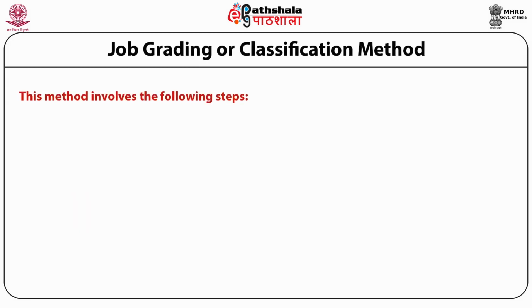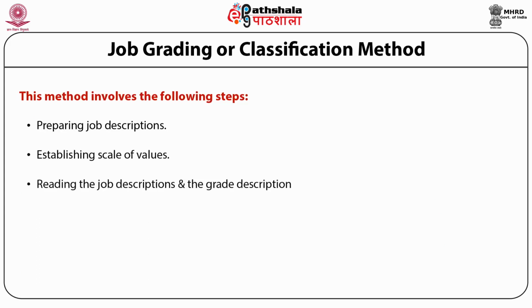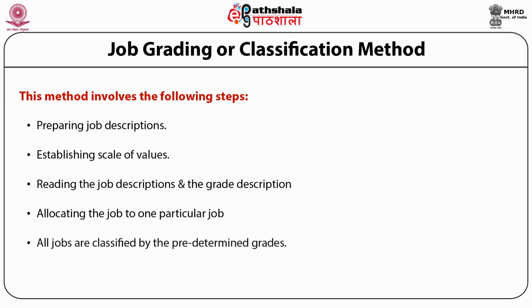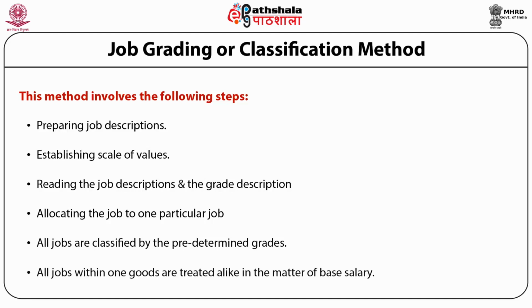This method involves the following steps. First, preparing job descriptions. Second, establishing scale of values. Third, reading the job description and grade description. Fourth, allocating the job to one particular grade. Fifth, all jobs are classified by the predetermined grades. And sixth, all jobs within one grade are treated alike in the matter of base salary.